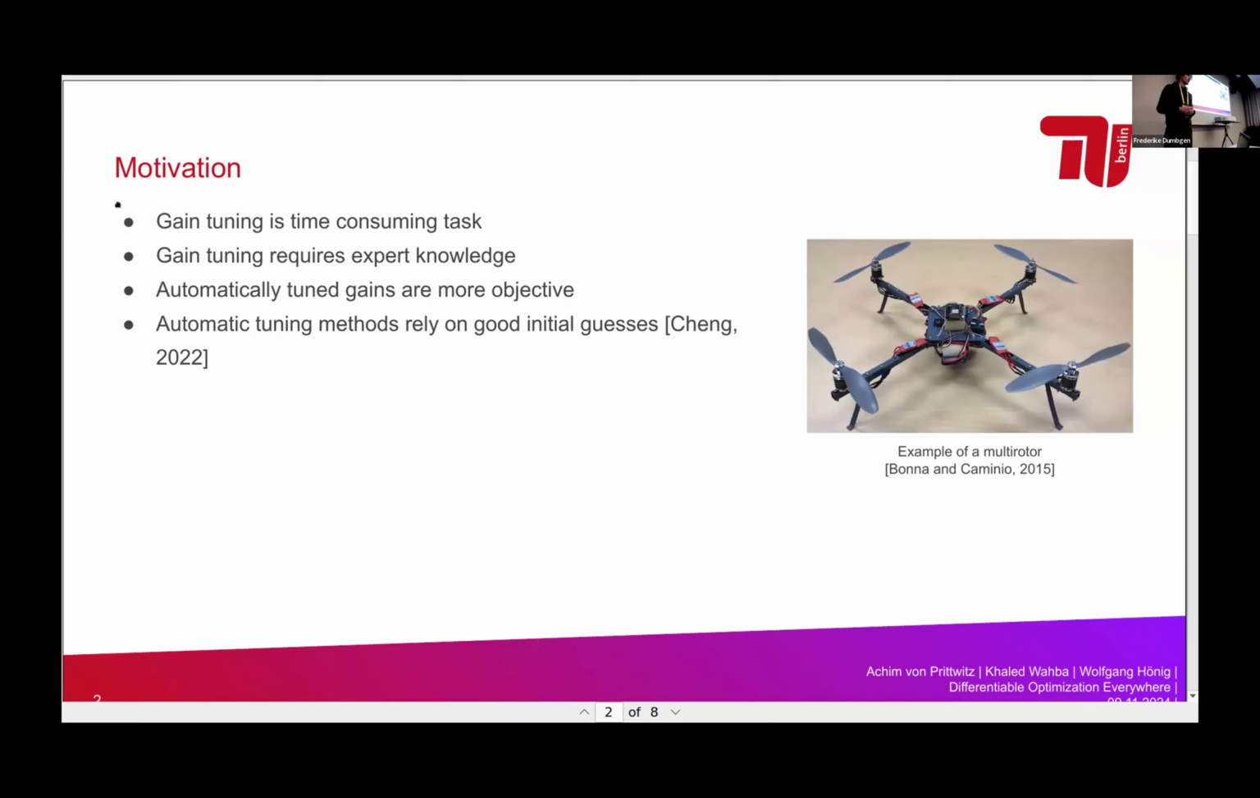There are already some automated gain tuning methods out there. However, they either require explicit linearization or they cannot handle nonlinear systems, or what we focused on is that they at least require a good initial guess so that you can at least somewhat simulate your system.